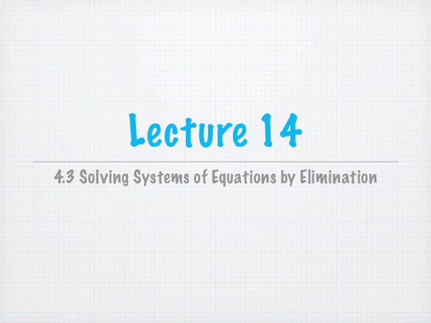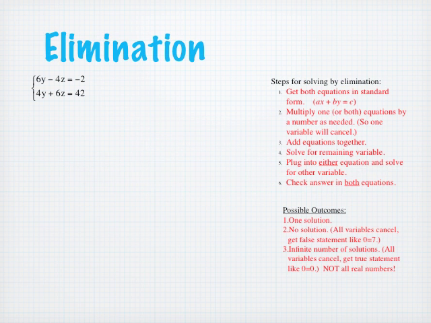Okay, for this next part, we will do two more examples that are slightly more involved than the first two, which just makes them a little bit more fun. Okay, let's say that we have 6y minus 4z equals negative 2, and 4y plus 6z equals 42. First thing I want to check is, are both equations in standard form? Yes, they're both in standard form because all my variables are on the left-hand side of the equal sign, and all my numbers are on the right-hand side of the equal sign.